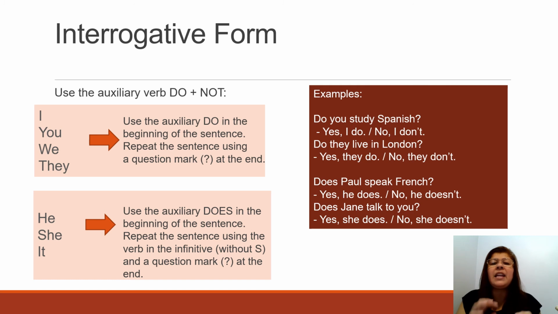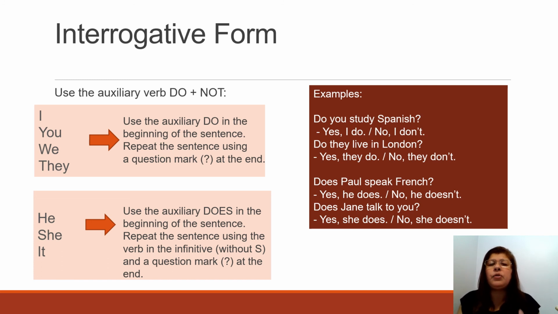If you say, yes, I study, you have to repeat the whole sentence. You have to say, yes, I study Spanish. Okay? But if it's short, you say, yes, I do. The same in the negative. No, I don't. Or you say, no, I don't study Spanish. That's the complete answer. Okay.